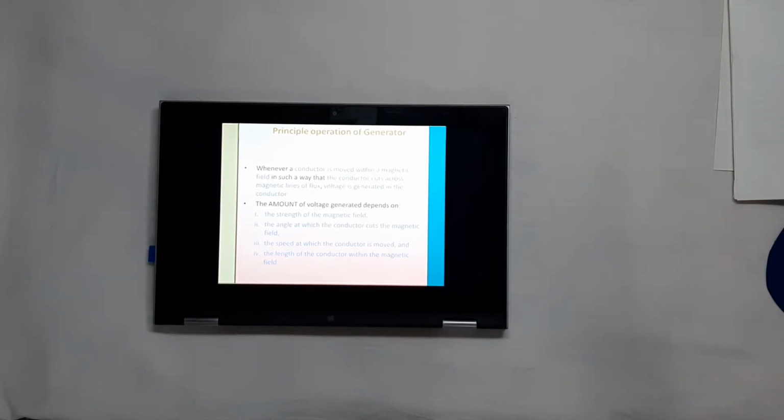Therefore, the amount of induced voltage in the armature conductor is proportional to the flux, and also proportional to how fast it is rotating. At the same time, it depends on how many armature conductors are connected. That is why it is stated here: the strength of the magnetic field, the angle at which the conductor cuts the magnetic field, the speed at which the conductor is moving, and the length of the conductor in the magnetic field. The magnitude of induced voltage depends upon these parameters.